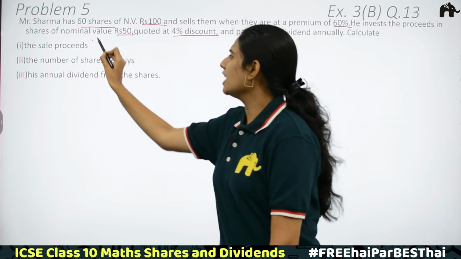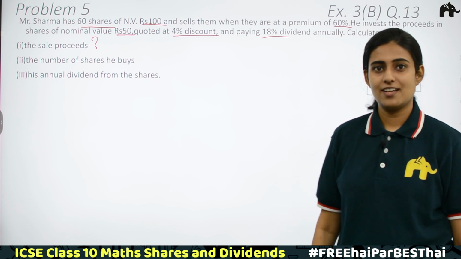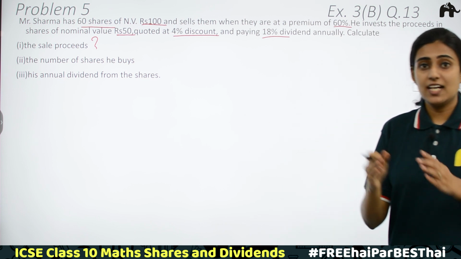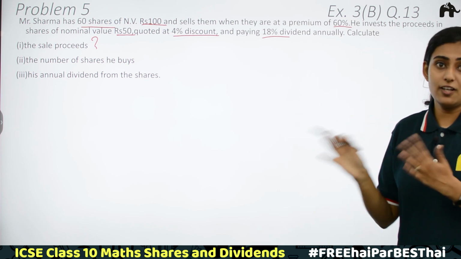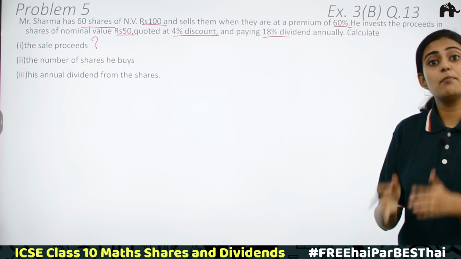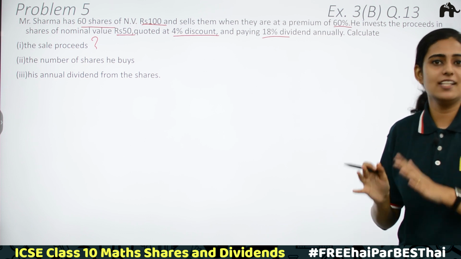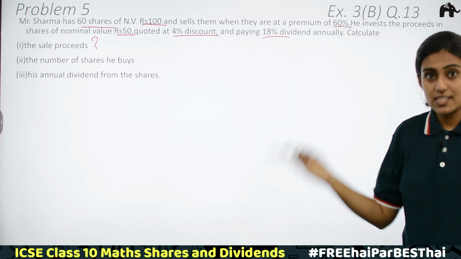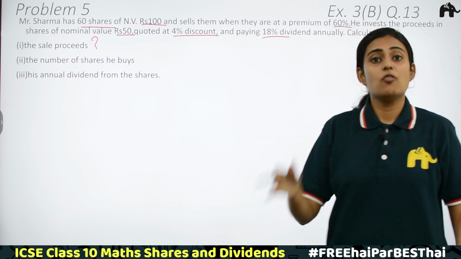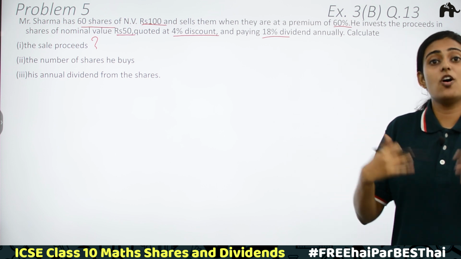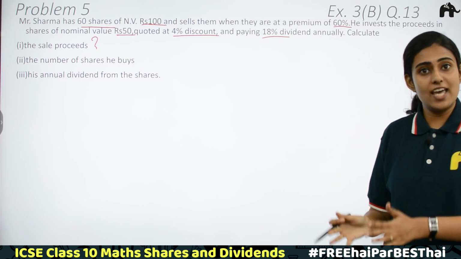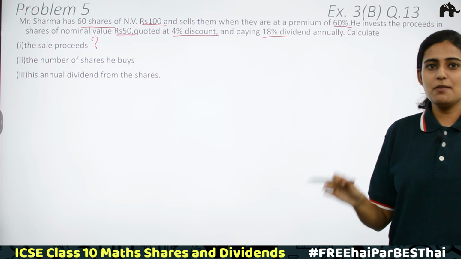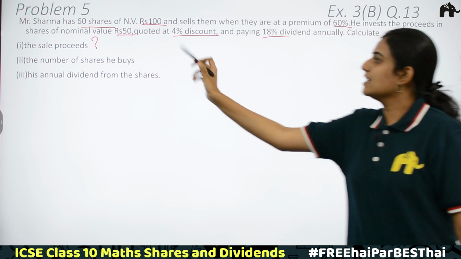What is the sale proceeds? Sale proceeds means the sale is going on. We have to find the market value at that particular instant of time, which is the sale proceed. At that particular instant for 60 shares, what is the market value? At what price is the share available at that particular period of time? Okay, that is the sale proceeds.